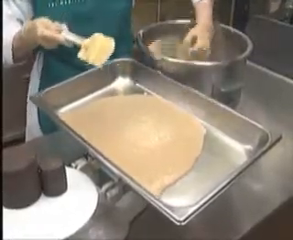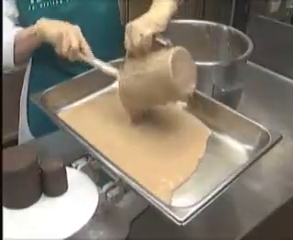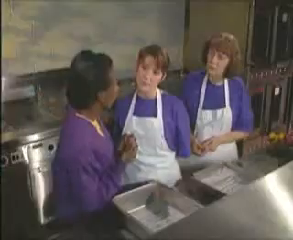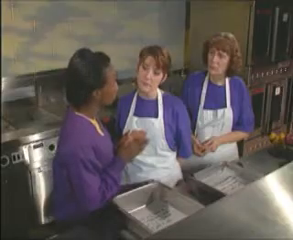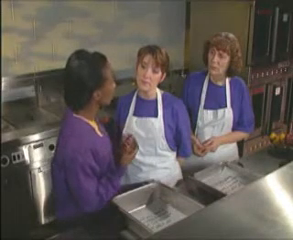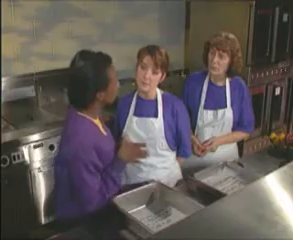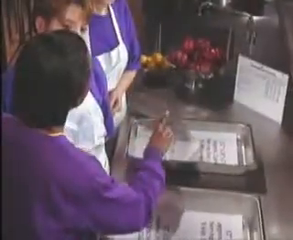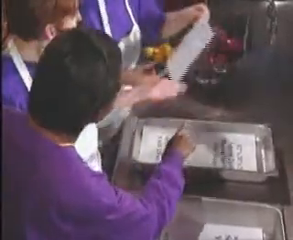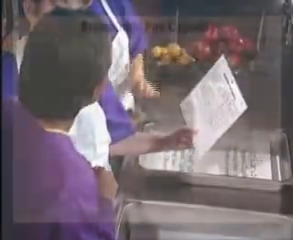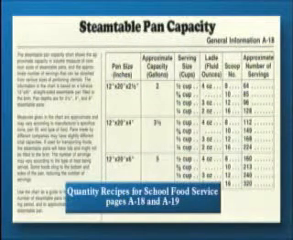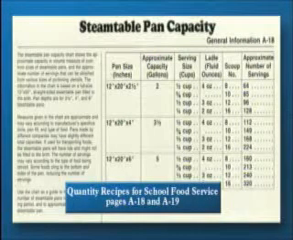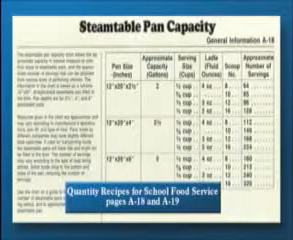It is important to know steam table pan capacity so that you can tell at a glance the approximate number of servings it will contain. This information will help you decide what size pan to use to serve the food item and will make it easy to estimate the number of servings remaining as you continue to serve the meal. Now, these charts from the general information section of quantity recipes for school food service show us the approximate capacity in volume measure of common sizes of steam table pans and the approximate number of servings that can be obtained from various sizes of portioning utensils.